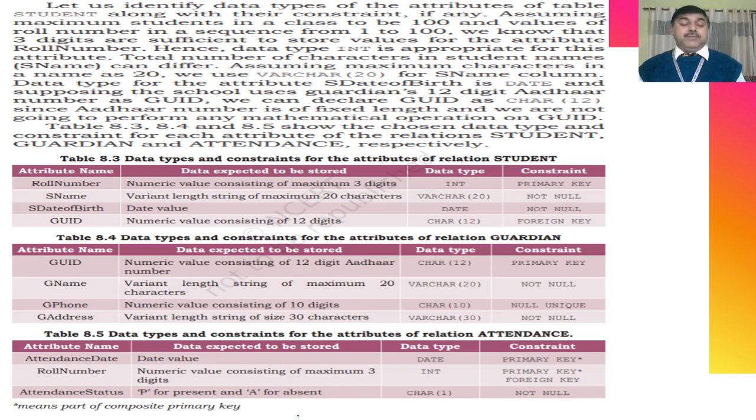Roll number. Okay, then what type will you give? Roll number consists of a maximum of 3 digits. If you give a numeric field, what type will you give it? An integer type. Now the constraint you will give is primary key. Okay, then S name. What will S name be? S name will have a length. What type is it? VARCHAR.